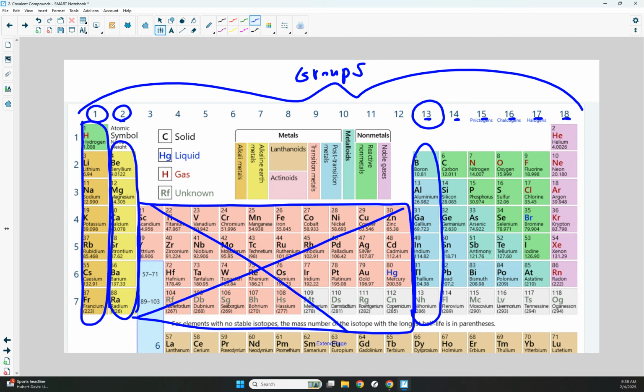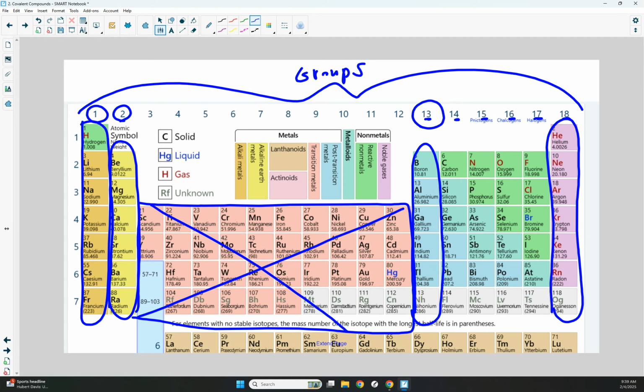And I will remind you also that these group 18 elements, known as the noble gases, are the most stable atoms on the periodic table because atoms really want to have a full valence shell, and these noble gases have a full valence shell. So that means they're also not going to interact with other atoms because they are happy on their own.